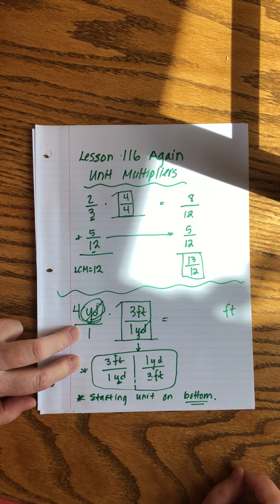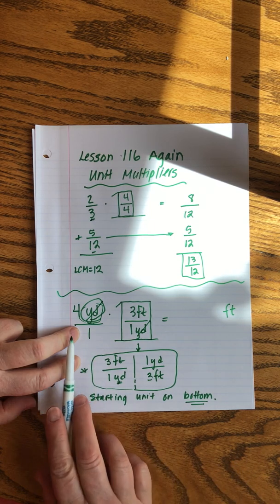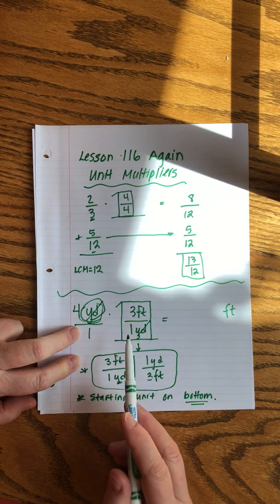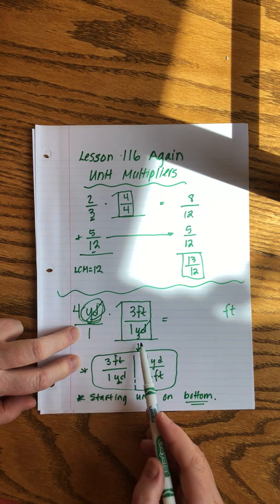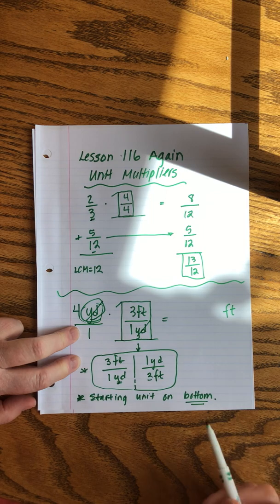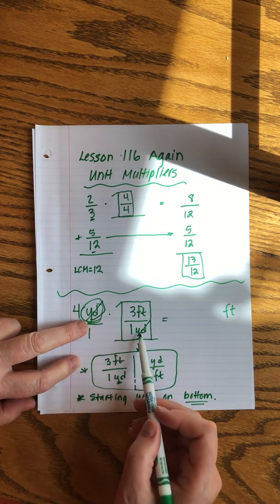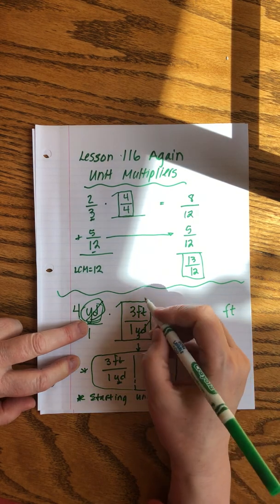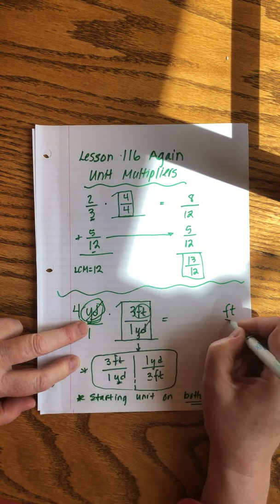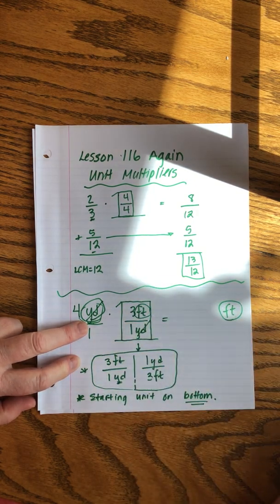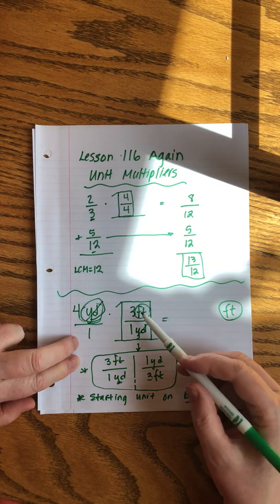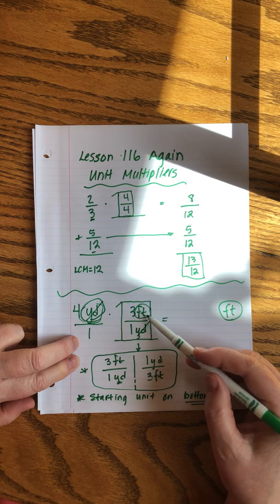Just like we could cancel numbers if we were multiplying a set of fractions, we can cancel any unit top to bottom. And spoilers, that's why we wanted the starting unit on the bottom, because we want to be able to cancel out the starting unit. And now we're left with the unit that we want our answer to be, right? Home Depot, feet, yay.